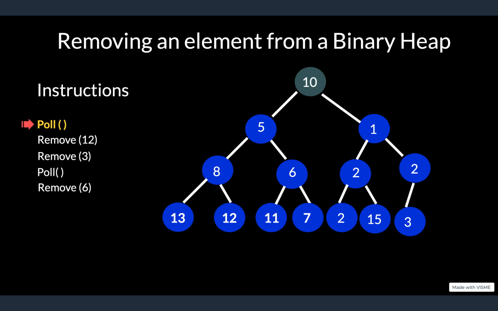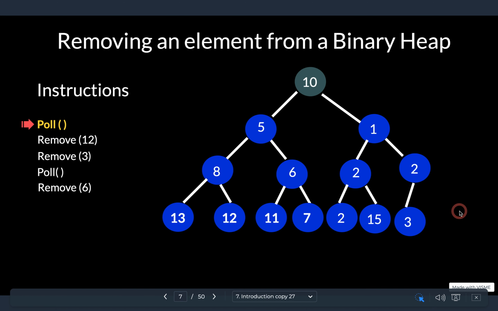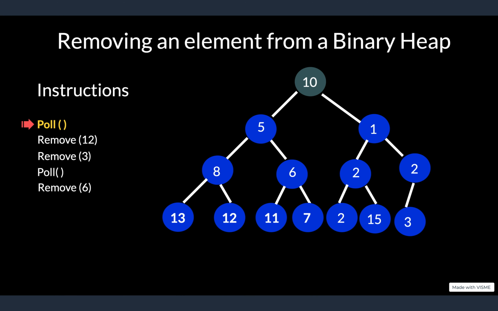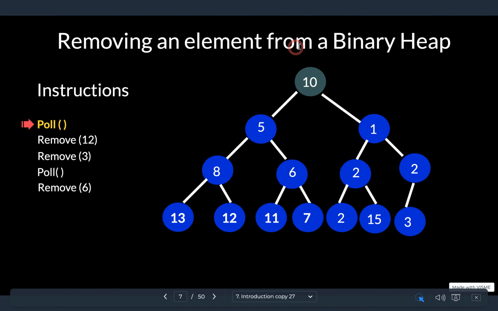However, after this removal, you can see that we are no more satisfying the binary heap invariant, or the binary heap property. What I'm trying to say is that 10 is greater than 5, which is invalid for a min heap. For a min heap, the parent must always be lesser than the child. So what we have to do is to bubble 10 downwards.